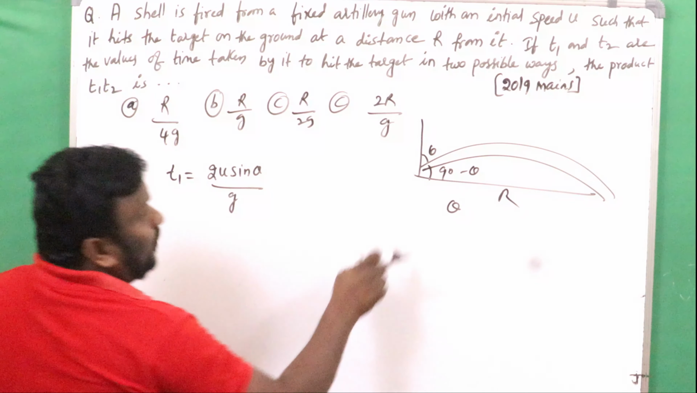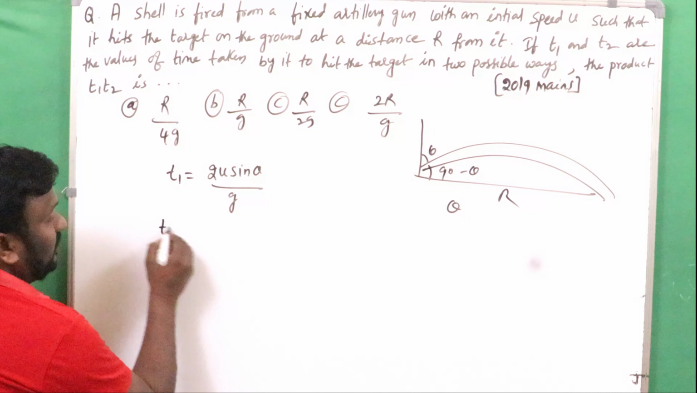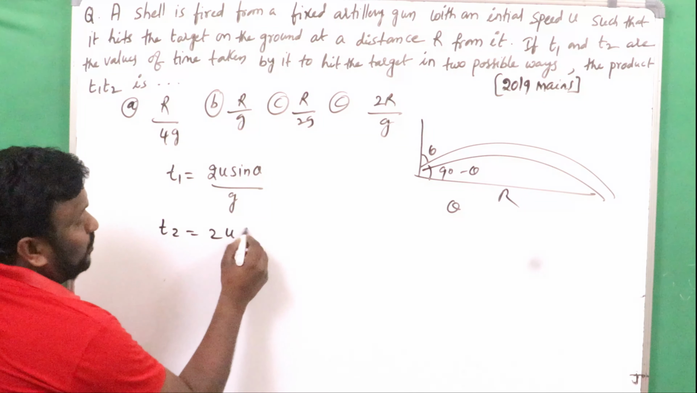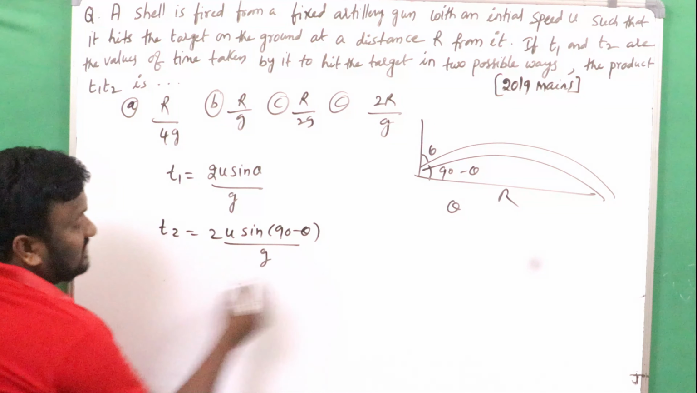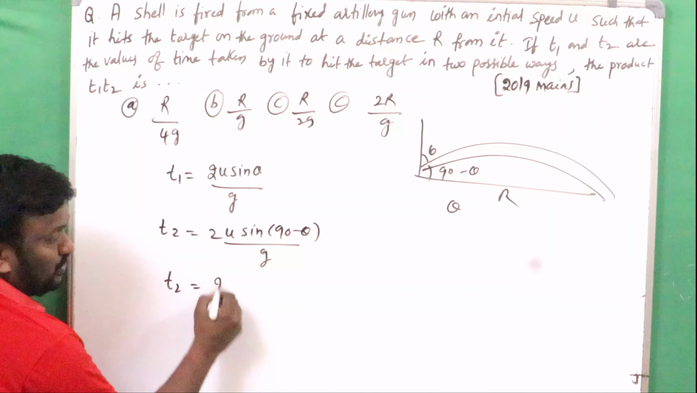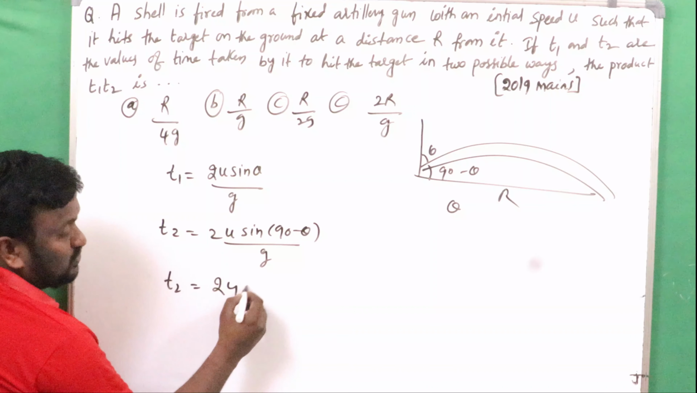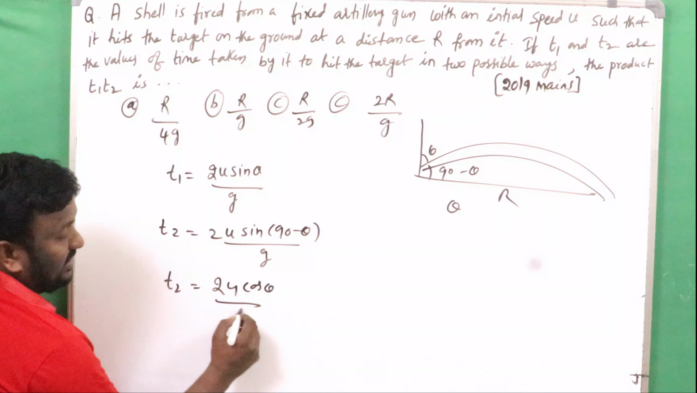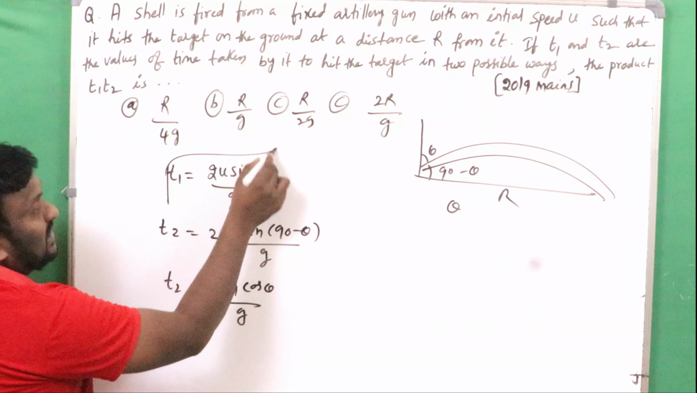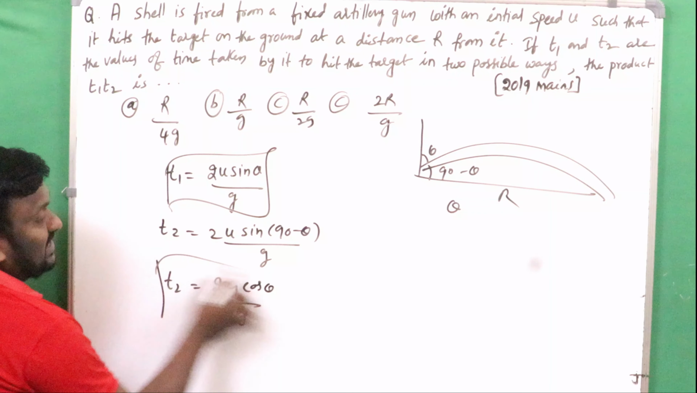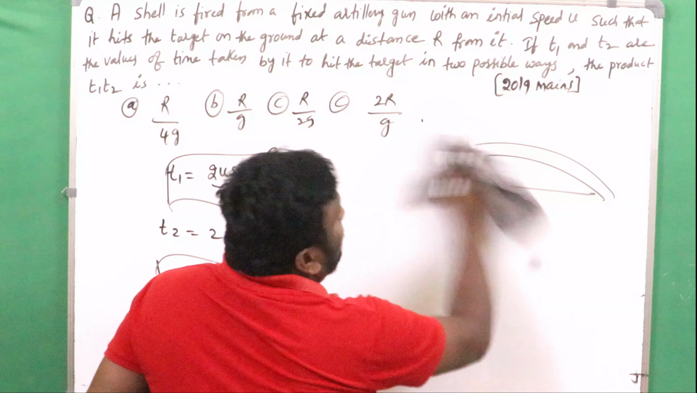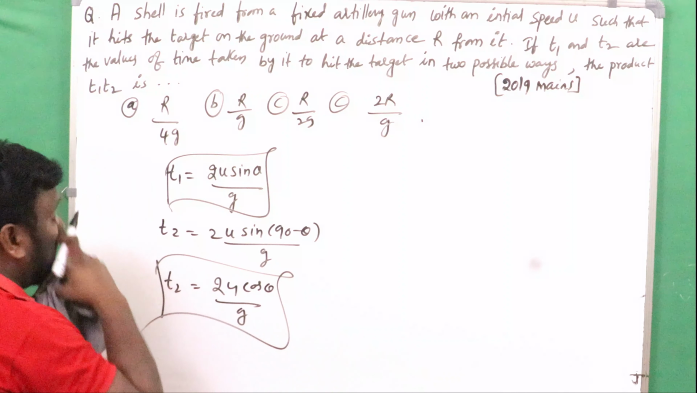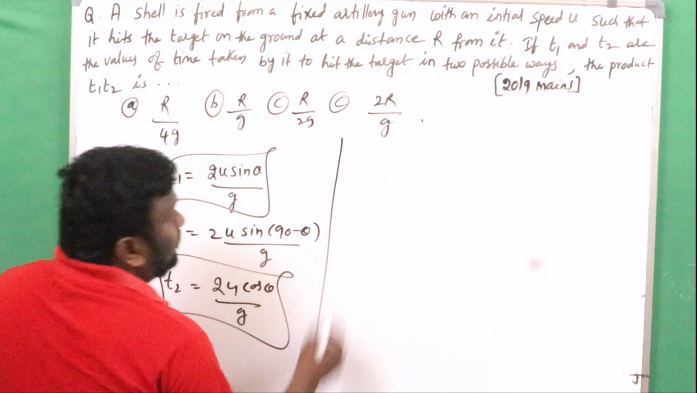That's why for T2 we can write 2u sin of 90 minus theta by g. That means T2 is equal to 2u sin of 90 minus theta, which means 2u cos theta by g. So this is the time of flight of the first shell, and this is the time of flight of the second shell. Then obviously, what we have to find out is the product T1, T2.